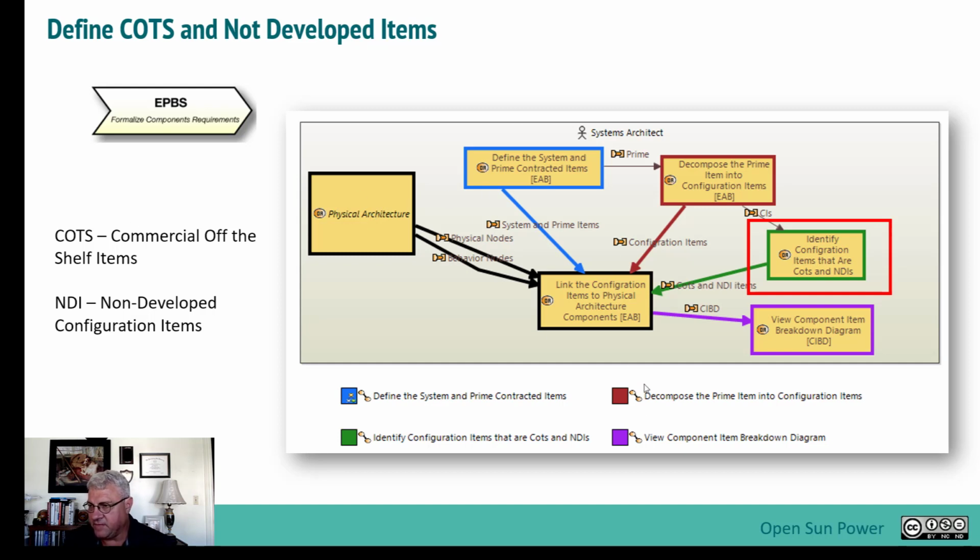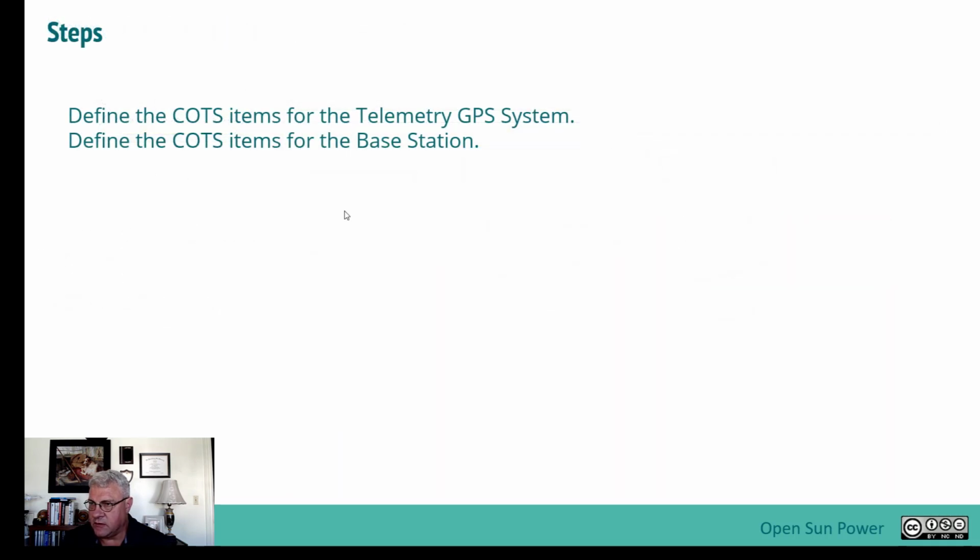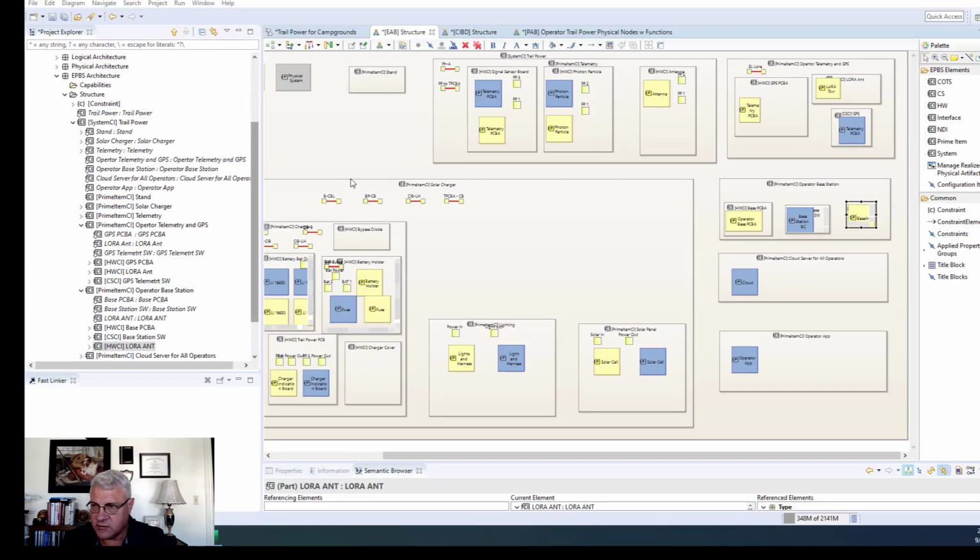This is really the final phase. As you can see in the diagram, we've been viewing the component item breakdown structure frequently, so I'm not going to even have a section for that in the course material. As you'll see in this example, we'll be going back and forth as we have done before. So the first thing we're going to do is define the COTS items for the telemetry GPS system, and then define the COTS items for the base station.